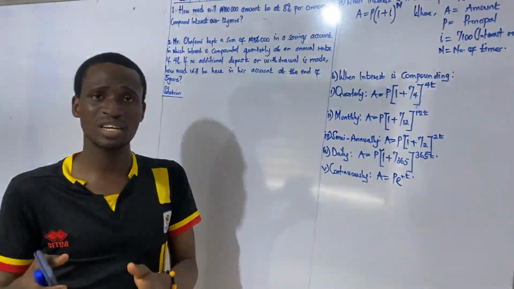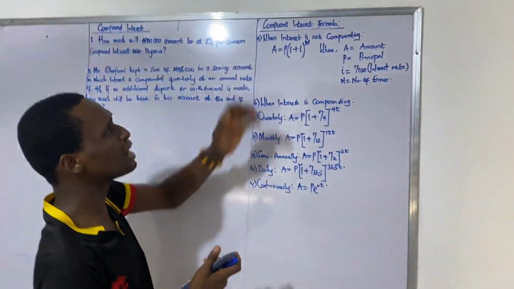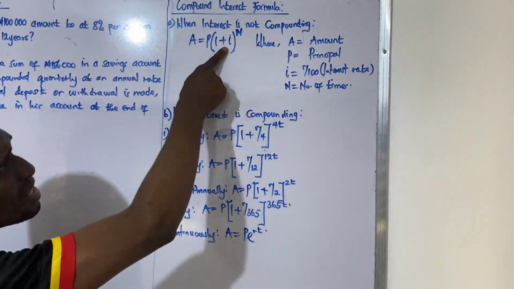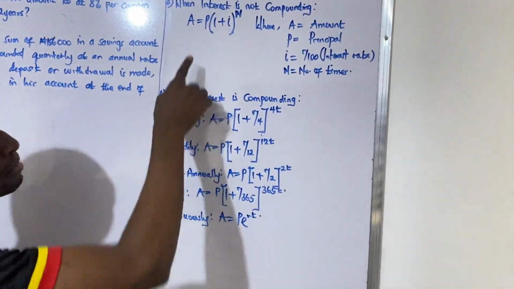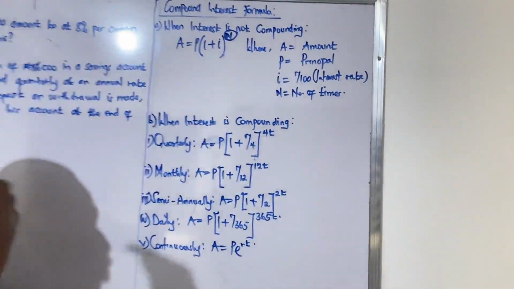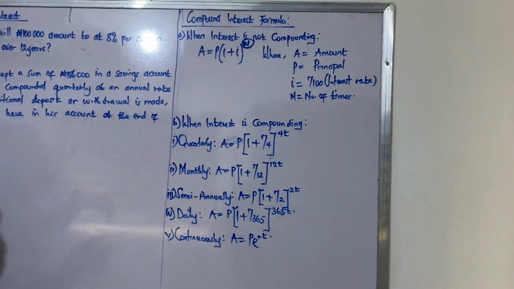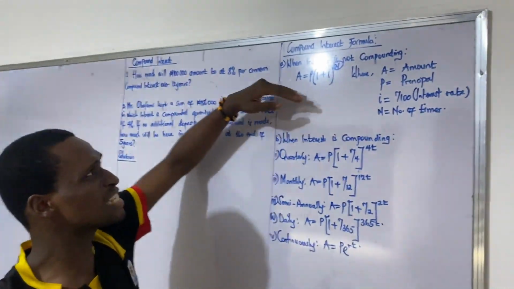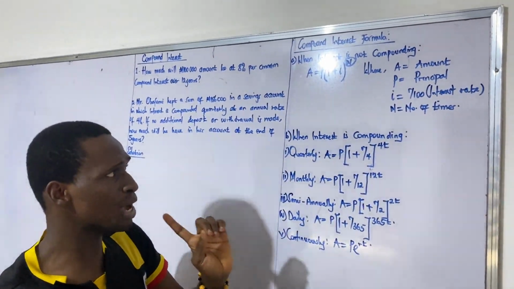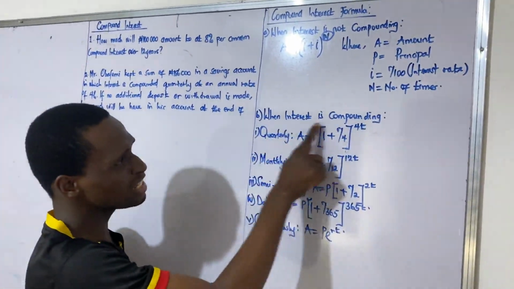So because our interest is a reinvested interest, our formula for calculating compound interest is this: A equals P into bracket 1 plus I, raised to power what? N. So raised to power N here is because our interest is compounding. I will explain what it means for an interest to compound, when interest is not compounding and when interest is compounding.